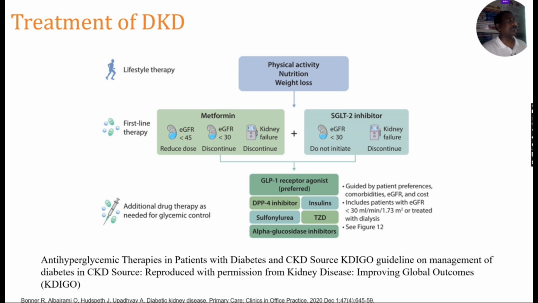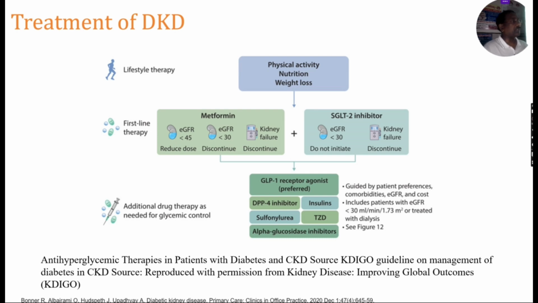And then weight loss, if the person is overweight or obese. If the person is normal weight or underweight, no weight loss. So weight loss applies to overweight or obesity. And then the first line therapy, metformin. You know that metformin is usually the first line of management of type 2 diabetes, but you have to respect the kidney function when you are using metformin therapy.